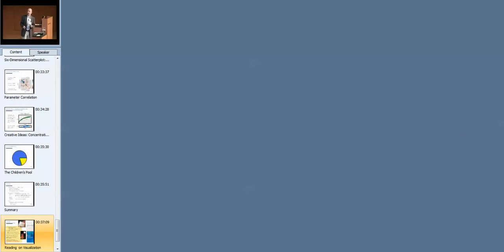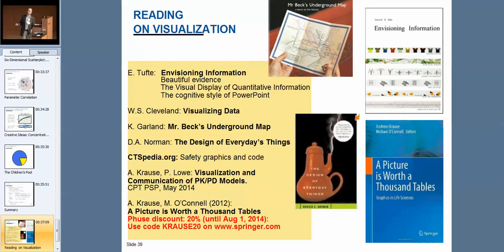And actually there is an initiative underway. It's ctspedia.org, clinical trial something, pedia.org, that provides a library of safety graphics and code, actually codes from all sorts of languages, from SAS to R and whatever you might be interested in. And other things for reading on visualization.